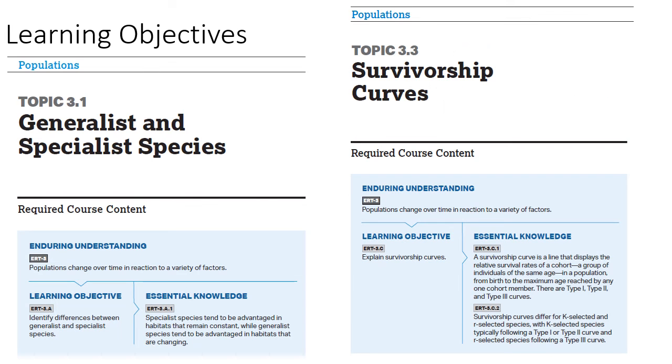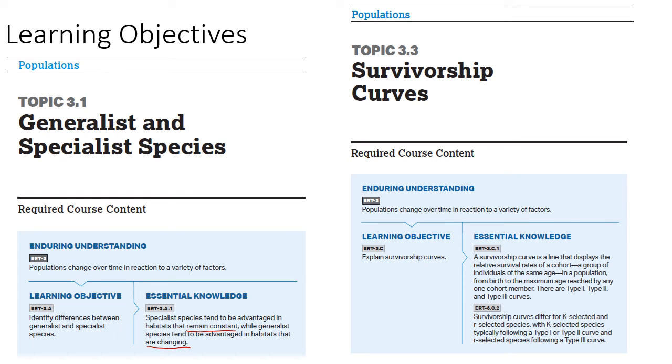All right, so this PowerPoint, we talked about specialists and generalists. Skip it to the essential knowledge. Specialist species tend to be advantaged in habitats that remain constant. Think your pandas in your bamboo forest or your koalas in your eucalyptus forest. As long as the bamboo or the eucalyptus remains, they're going to be fine. But generalists tend to be advantaged in habitats that change. Okay, they're more likely to adapt to those changing conditions, and they're more likely to survive those changing conditions as a population or as a species as a whole.